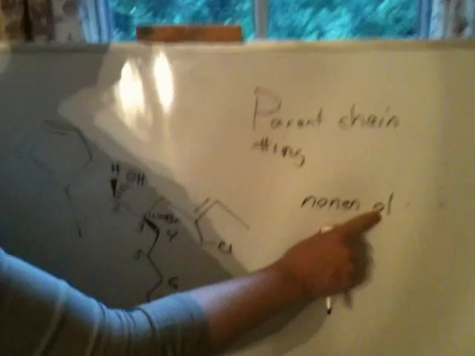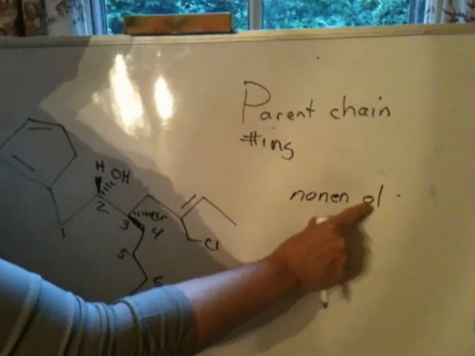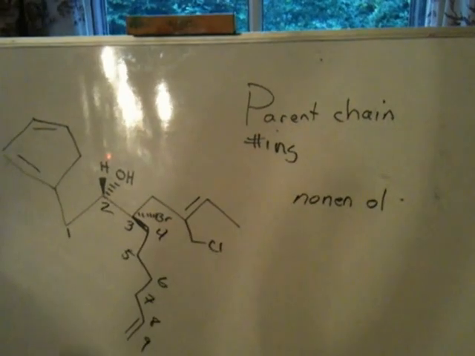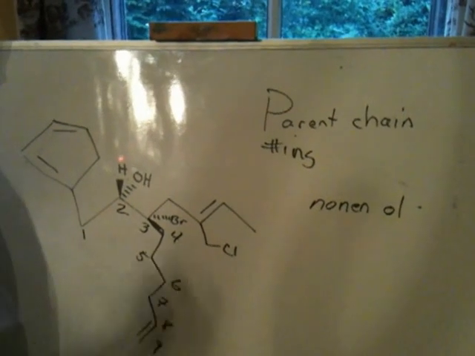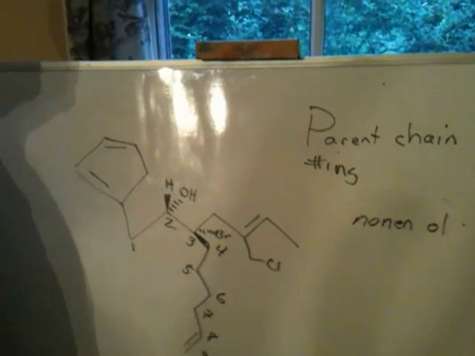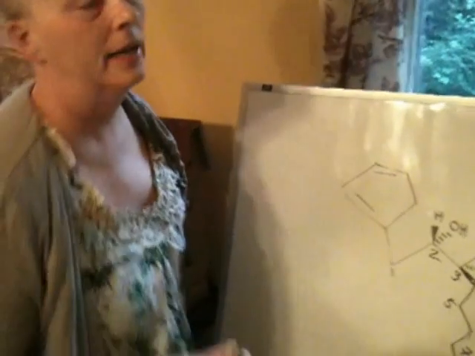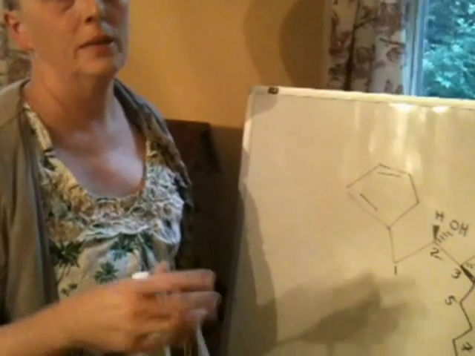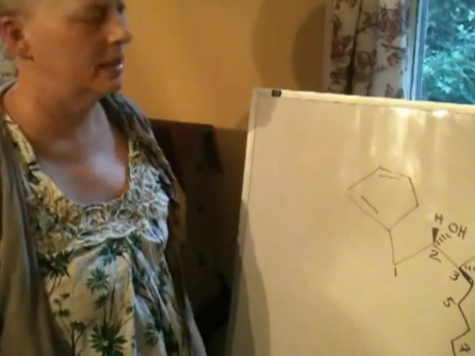If the suffix has a vowel beginning, you drop the E off the nonene. If it has a consonant beginning to the suffix, you would leave the E in. It's very much like spelling. Like if I were putting an ED ending on a word that ended in an E, I would drop the E. Remember, drop the E when the suffix begins with a vowel.